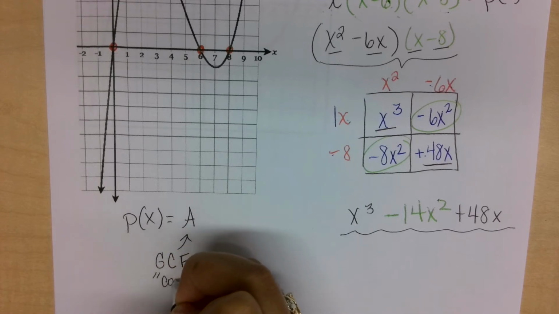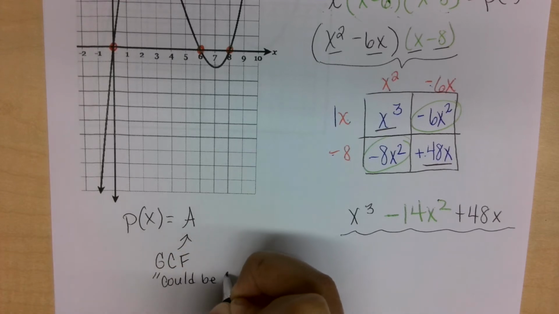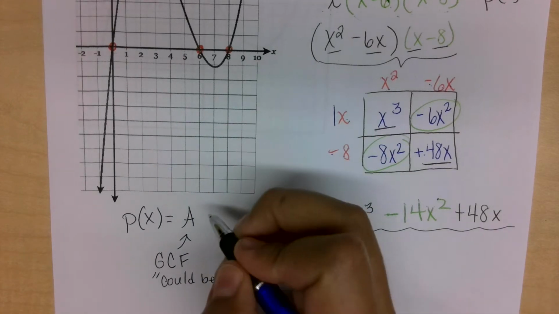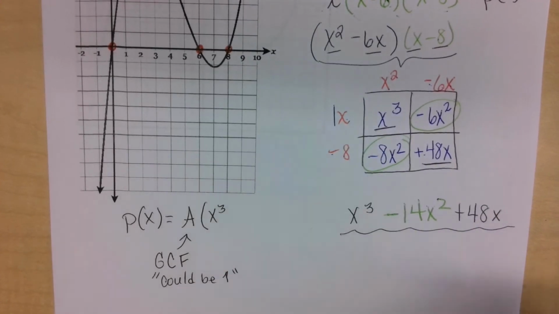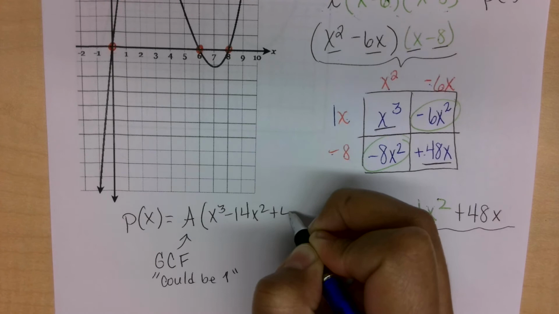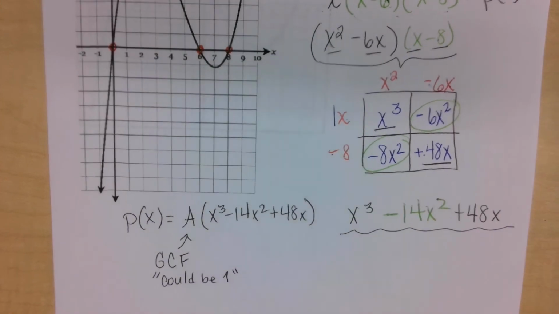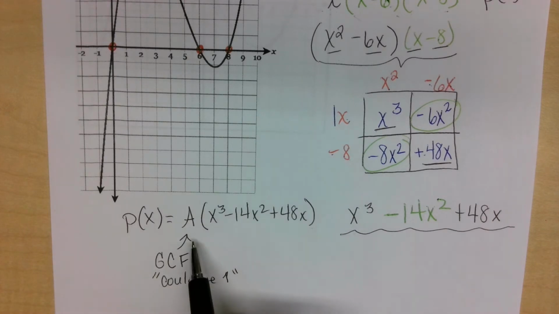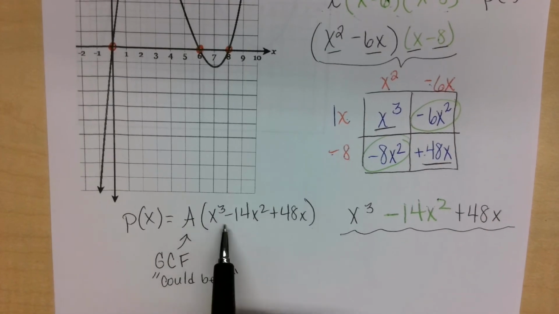Note that it could be 1, because we don't know. We're not giving that much information. But I'm going to put that GCF of 1 because if there's a GCF, it factors out and it doesn't tell us a 0. And then I'm going to put the answer, x to the third minus 14x squared plus 48x. All right, so there is my equation for the function based on the fact that I don't know if this is the exact equation.